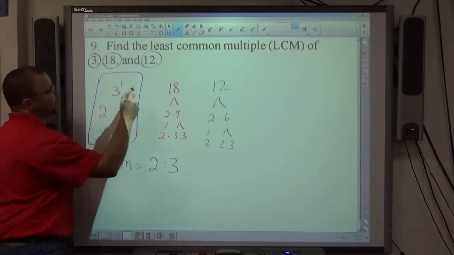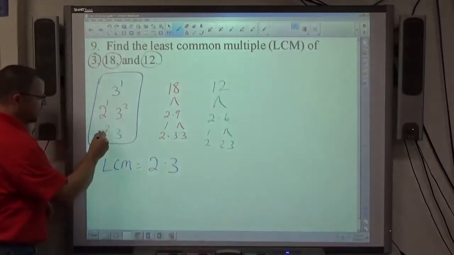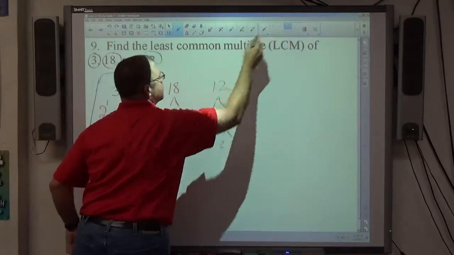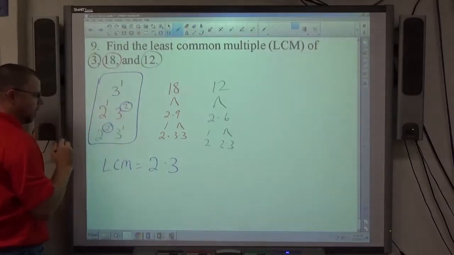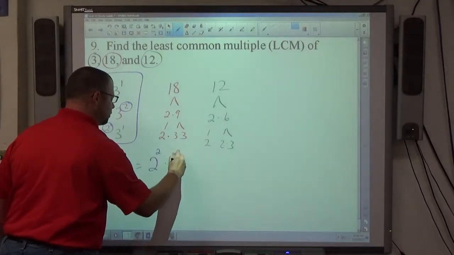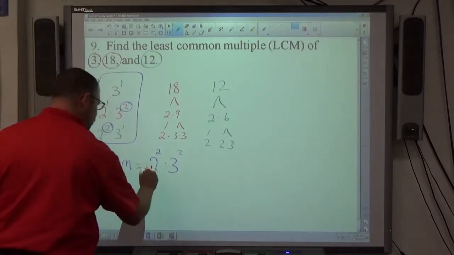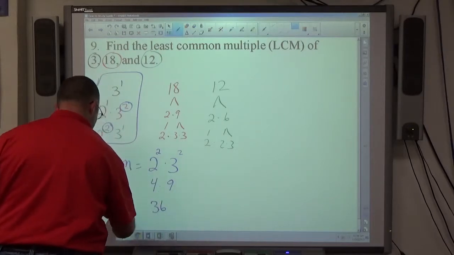So this 2 is to the first. This 2 is to the second. Second is bigger. First, second, that's the biggest. So 2's biggest is 2, 3's biggest is 2. And then what's left to do is to multiply it back together. 2 squared is 4, 3 squared is 9, 4 times 9 is 36.